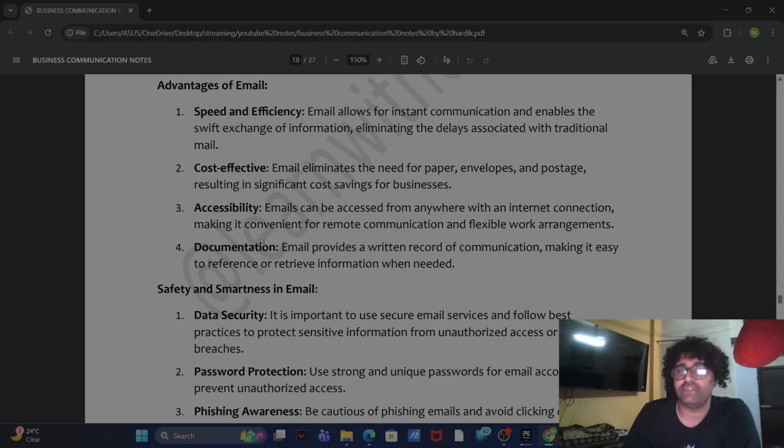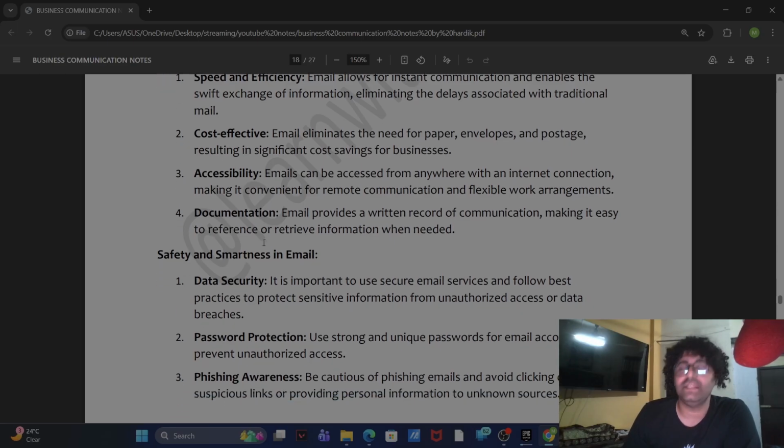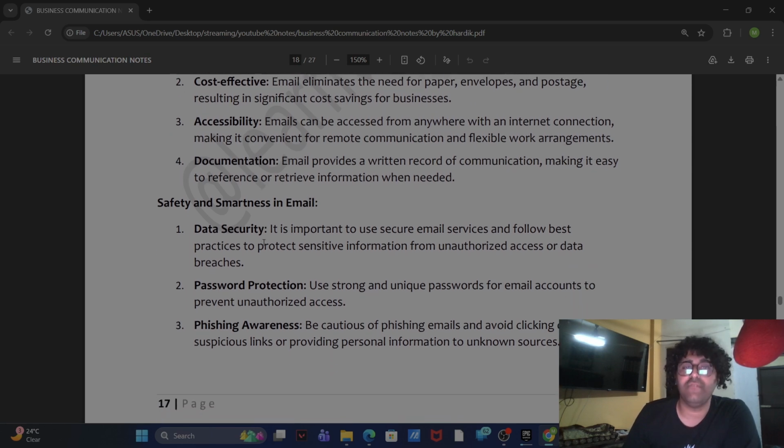Cost effective. Email eliminates the need for paper, envelopes, and postage, resulting in significant cost savings for businesses. Accessibility. Emails can be accessed from anywhere with an internet connection, making it convenient for remote communication and flexible work arrangements. Documentation. Email provides a written record of communication, making it easy to reference or retrieve information when needed.